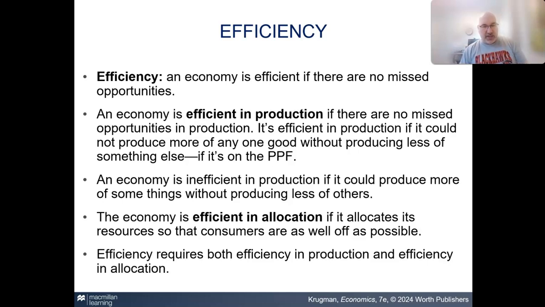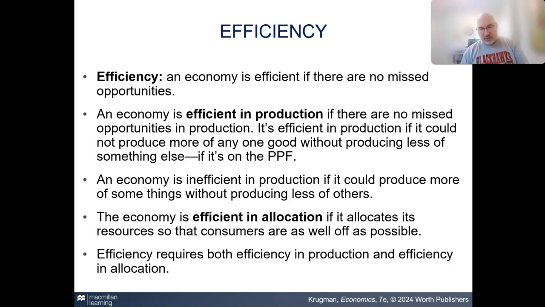The economy is efficient in allocation if it allocates its resources so the consumers are as well off as possible. Understand that you could produce all Dreamliners or all small jets, but is that really what the economy wants? Do you want all large planes or all small planes? Probably not. You probably want some mix. What the mix would be, I don't really know. That's where the efficient allocation goes. Because could the population afford all large jets?